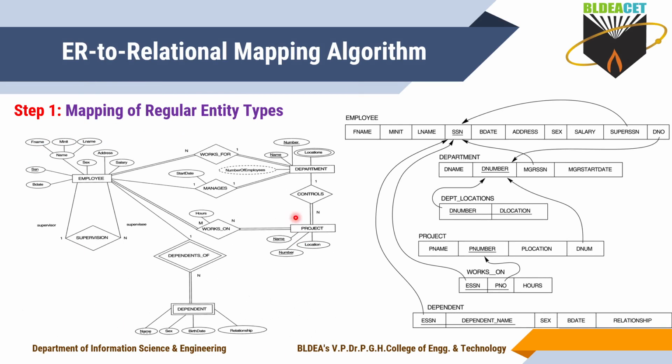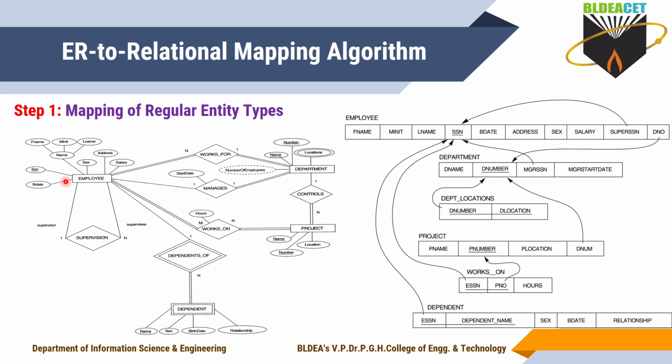This is your conceptual data model, where the design is an ER diagram, and this is your relational data model, where the design is the schema here. In this one we know that these are the entity types and these are the attributes of the entity types. Whereas in the relational data model you use employee, department, all these as the names of the relations, and these are the attributes here. So this is what we call mapping of regular entity types.